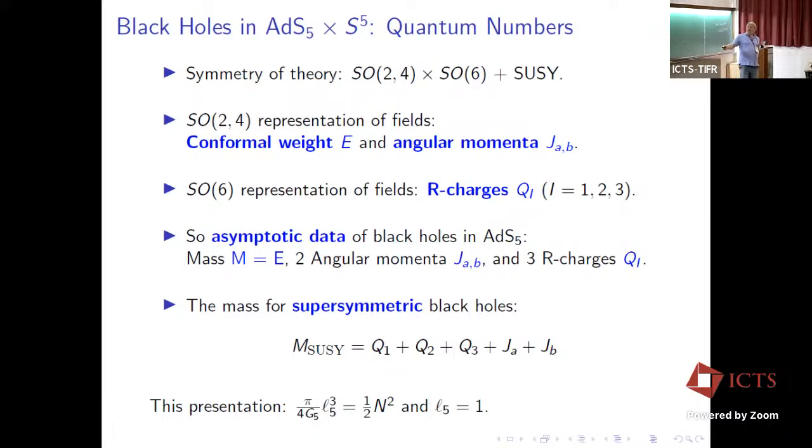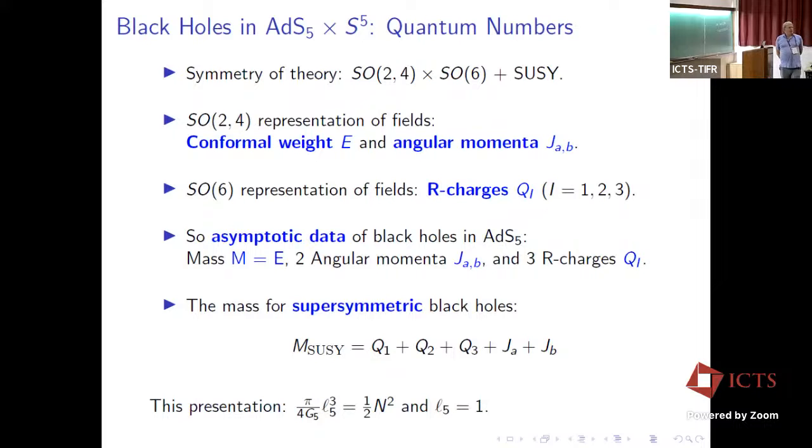Almost always, I would take these 3 R charges equal for the purpose of discussion, but in papers, they're not equal. So the asymptotic data of the black holes in AdS5 is the mass, interchangeably energy, 2 angular momenta, and 3 R charges. It's good to remind oneself that there really are 3 R charges, because if you look at the algebra, you have supersymmetry, and look at its unitary representations, the mass for supersymmetric black holes will be the sum of those 5 charges.